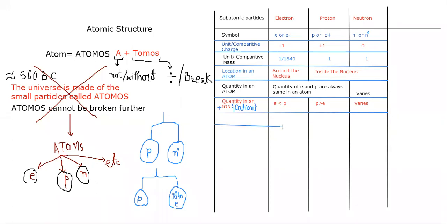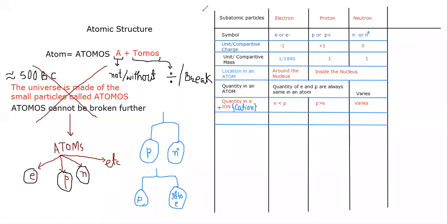But in case of the quantity of these subatomic particles in a positive ion, we know that the quantity of electron is always less than proton, but protons are greater than electrons, and there is no role of neutron; its quantity always varies.